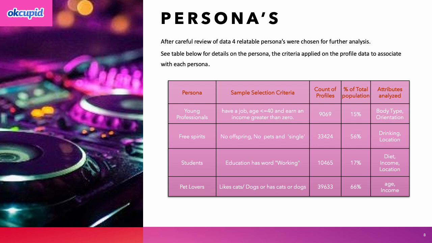Young professionals are people with age under 40 and have an income. Free spirits are personas with no kids, no pets, and they're single. In other words, commitment free and have a lot of time on their side. And then there are students, essentially somebody studying a course. And lastly, there is pet lovers, which is anybody who likes or owns a cat or a dog.